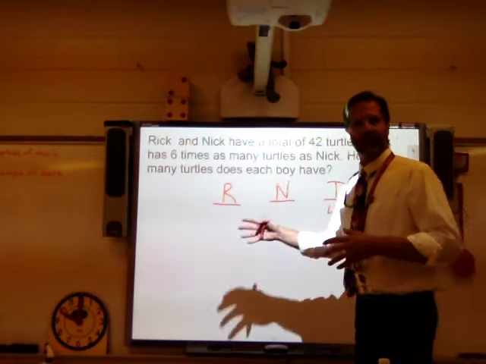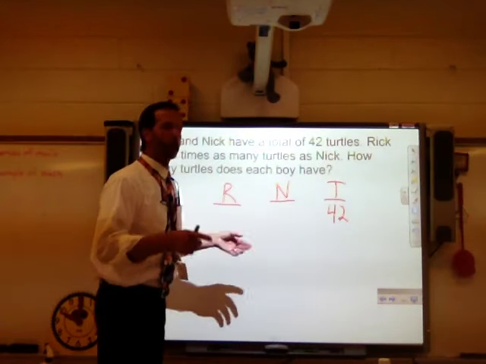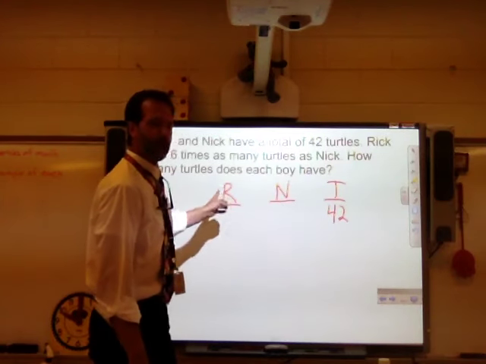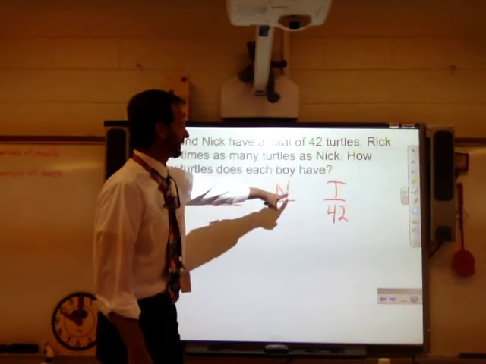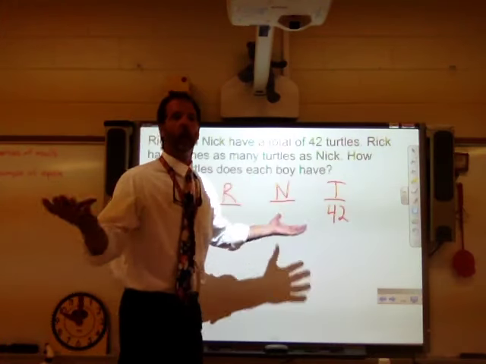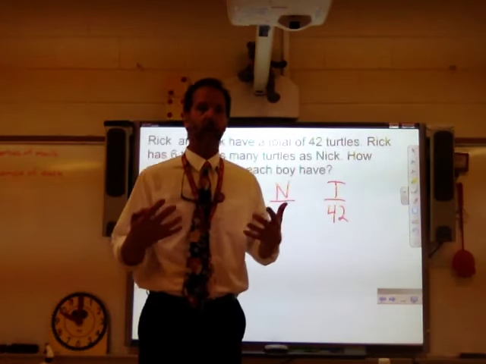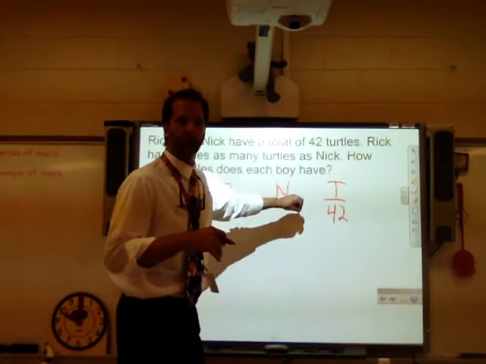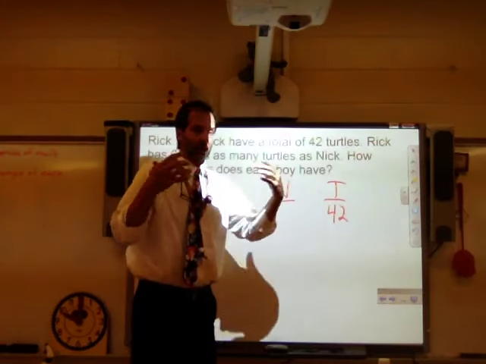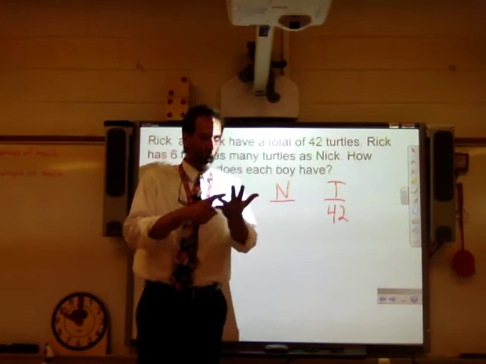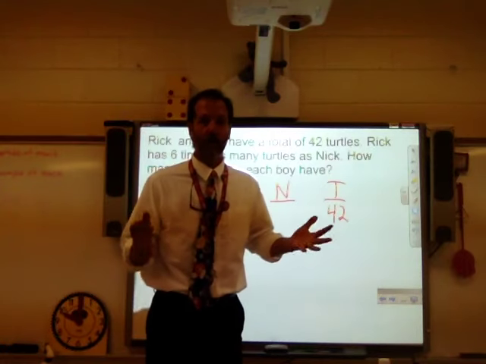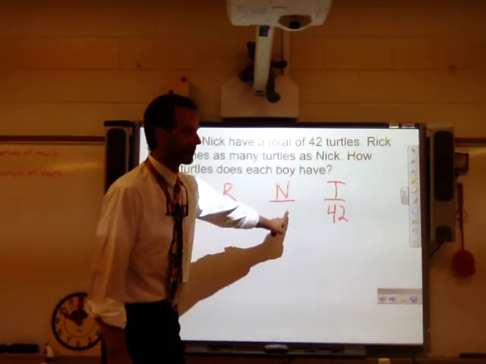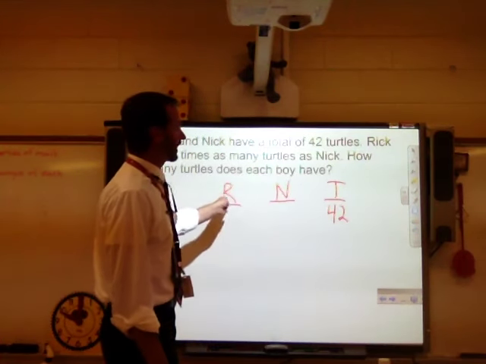Now, it doesn't give me Rick or Nick. But what it does do is it tells me how Rick compares to Nick. Rick is going to have 6 times as many as Nick does. I don't know what Nick has. So what I have to do is choose a variable to put in the place of the number. It could be a letter. I tell the children it could be a letter, it could be a question mark, it could be a picture of a snowman, whatever they want to put. But whatever they choose for whatever Nick has, this is going to be 6 times as many.